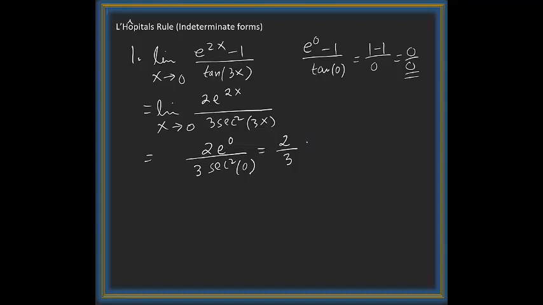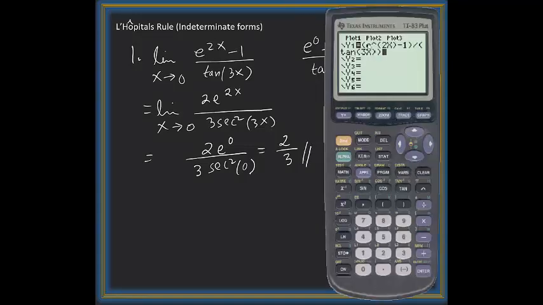Let us check this in the calculator quickly. So I'm writing e to the 2x minus 1 in the numerator, keep it within parentheses, and divided by tangent 3x. Make sure that your calculator is in radian mode, otherwise you will see different answers. So I'm keeping this in radian mode. Now graph the function and take a very small window. I'm taking -2 to 2, -2 to 2, because I'm interested to check the value close to 0. So this window is more than enough.